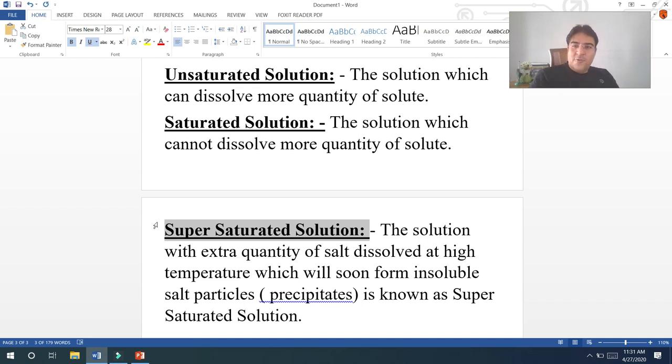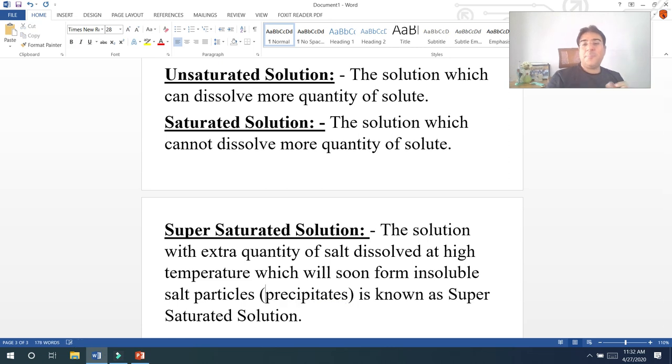You made Roo Afza, your sister made Roo Afza, and everybody's asking for that one. Give me that one, I don't want the other one. If both are Roo Afza sharbat, why are they differentiated? Because depending upon the amount of solute they contain, it's called concentration. If a solution is saturated, it is a complete concentration. It's called concentrated. And if it is unsaturated, it's called dilute. It can take more concentration. But at a high temperature, you can cause it to take more concentration than it can actually hold. This will come out as precipitates very soon.